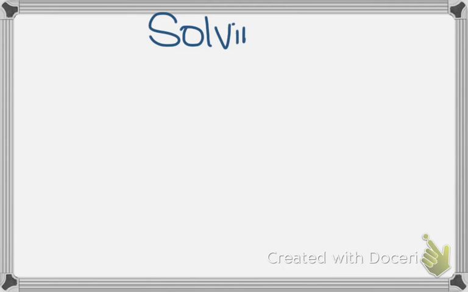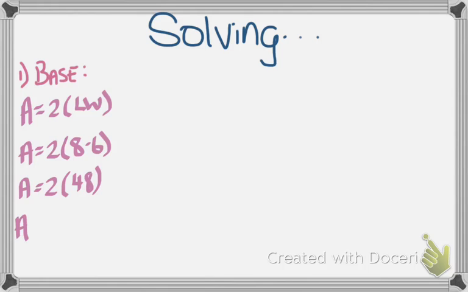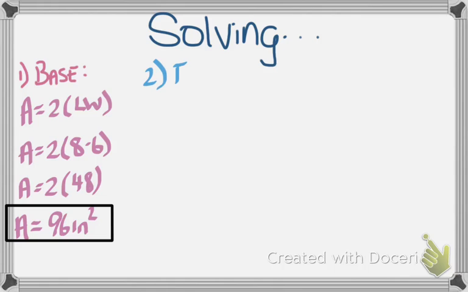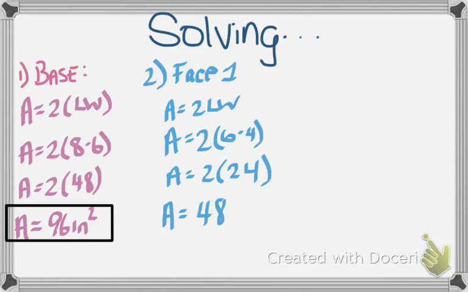To solve the problem, we first find the area of the base. We use the formula area equals 2 times length times width and substitute in 8 and 6 for length and width. So area equals 2 times 48. Area is 96 inches squared for the base. Then we find the area of face 1. We use the formula 2LW and plug in 6 and 4 for length and width. So the area is 2 times 24 or 48 inches squared for face 1.